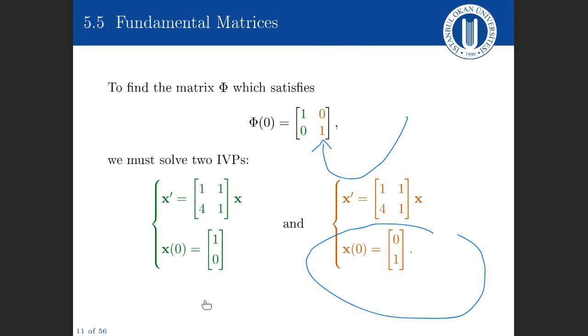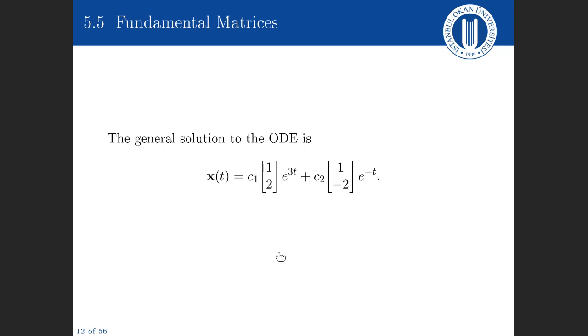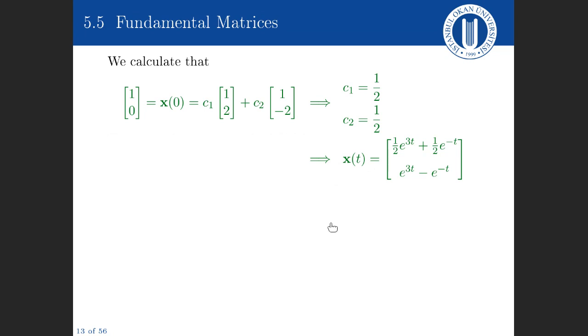After we know these two solutions, we'll have two linearly independent solutions. We'll have a fundamental set of solutions. The first one will give us (1, 0) at time 0, and the second one at time 0 will give us the column (0, 1). We know the general solution to this differential equation. We need to choose the constants so that we match the initial conditions (1, 0) and (0, 1). First, to get the left column, we need to solve the initial condition (1, 0) is equal to x(0). And I'll leave it to you to check that this means we must have the constants 1/2 and 1/2.